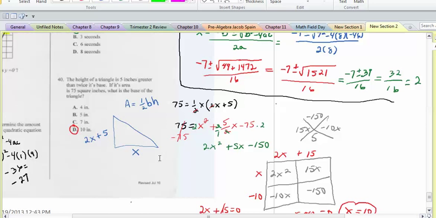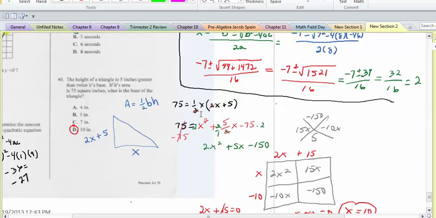I drew a picture of the triangle. I know that the height is 5 inches greater than twice the base. Well, here's my base. I'm going to call base x. Twice, 5 inches greater than twice the base. So now I'm going to plug it into the area, because we know the area is 75. That's where that 75 came from. 1/2, base is my x. My height is 2x plus 5.